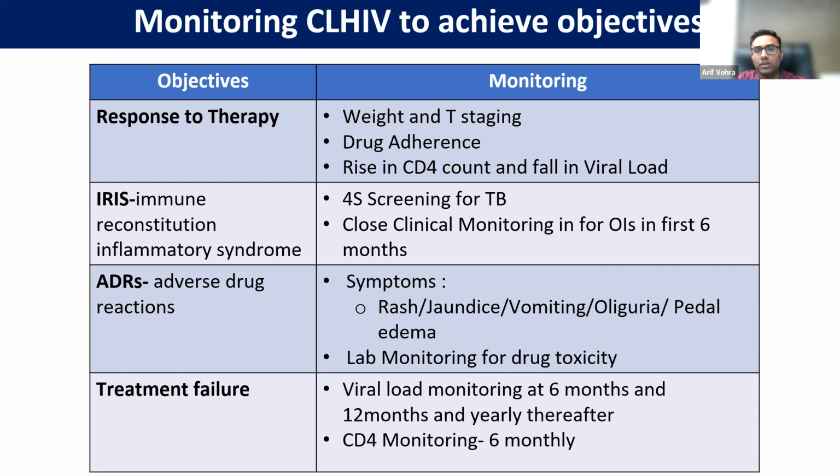Always look for adverse drug reactions, like rash, jaundice, vomiting, oliguria or edema. And many a time, because of the drugs we initiate in ART, some of the laboratory parameters might be altered, like CBC, LFT or RFT, so we have to do lab monitoring for drug toxicity. And also look for treatment failure. So how do we identify treatment failure? Worsening of the symptoms, rising viral load.